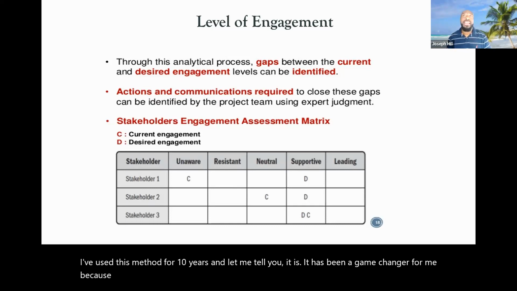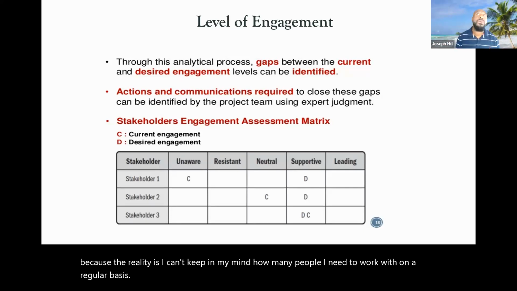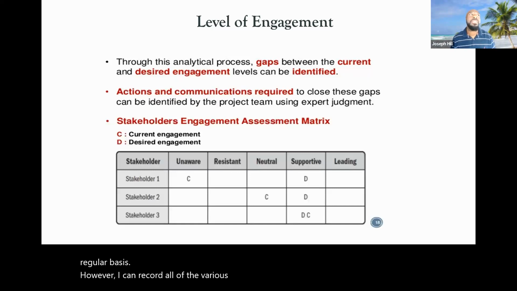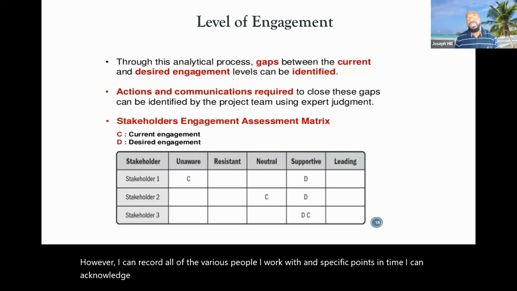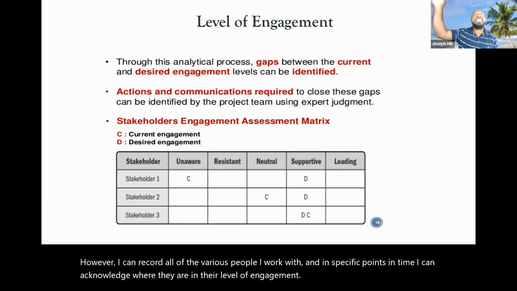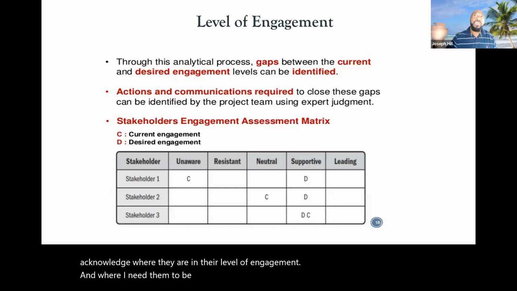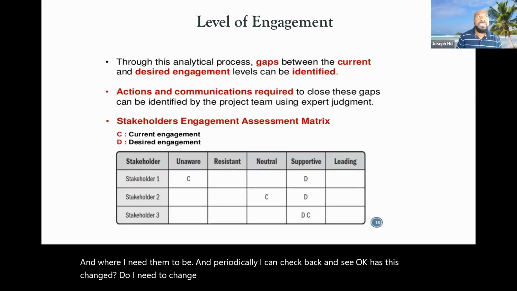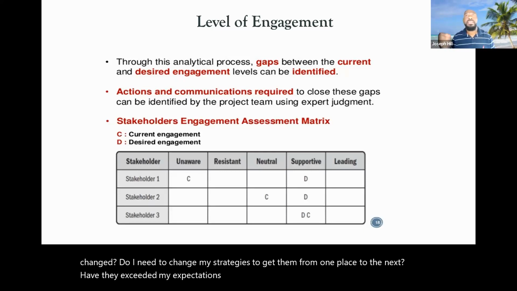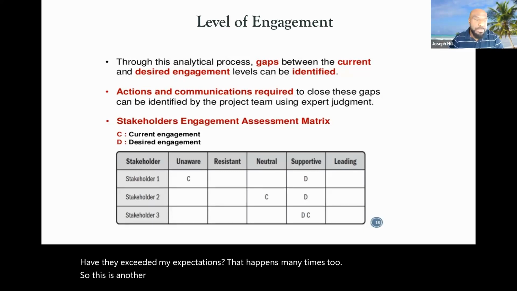because the reality is I can't keep in my mind how many people I need to work with on a regular basis. However, I can record all of the various people I work with, and in specific points in time, I can acknowledge where they are in their level of engagement and where I need them to be. And periodically I can check back and see, okay, has this changed? Do I need to change my strategies to get them from one place to the next? Have they exceeded my expectations? That happens many times too. So this is another strategy used in project management to manage your stakeholders.